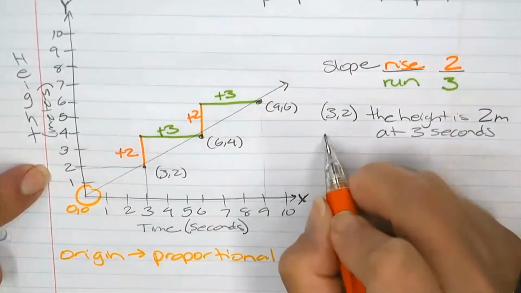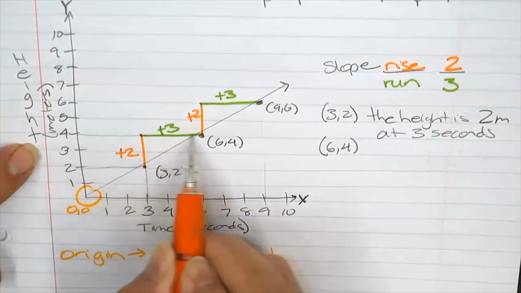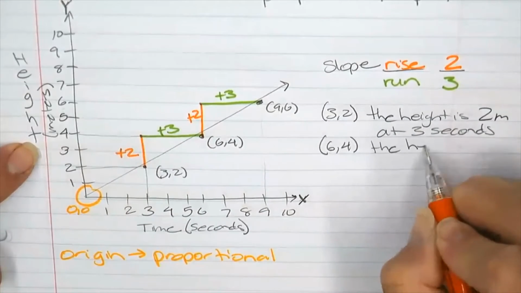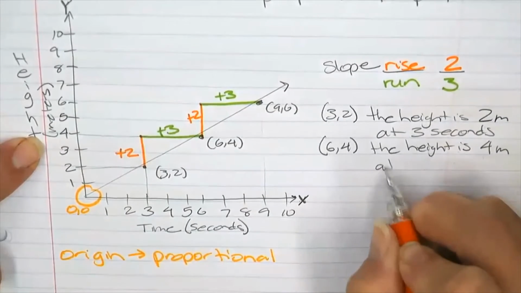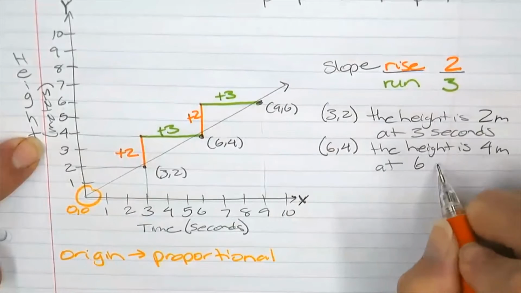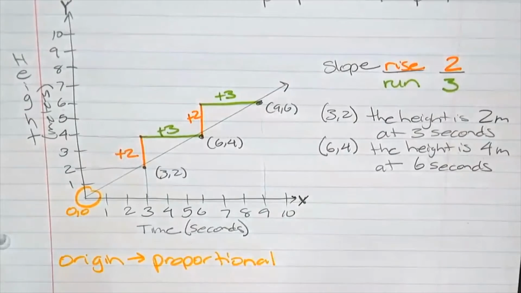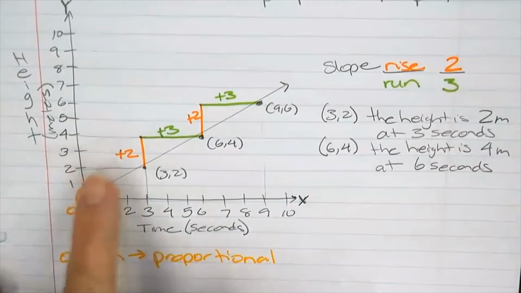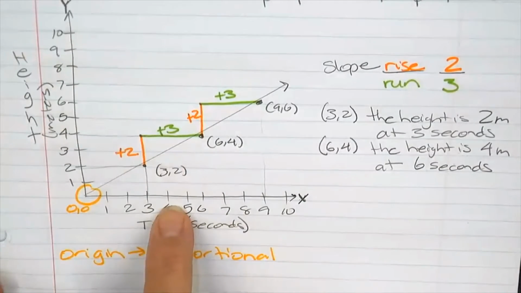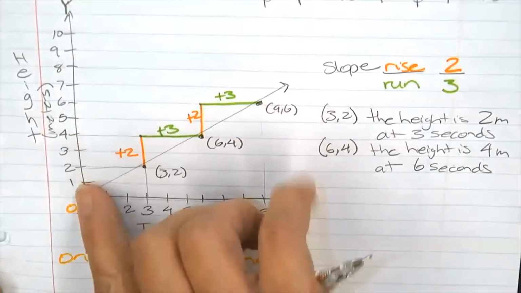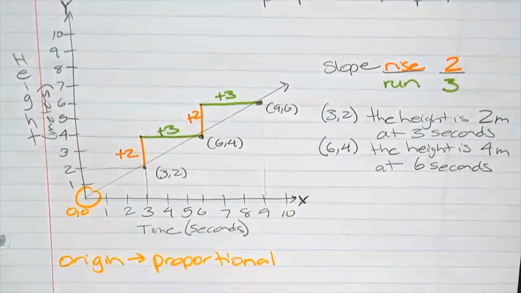So let's take a look at this point. What does this mean? The height is 4 meters at 6 seconds. And the way to remember this is we read from left to right. So we usually state the y first, then the x. And that's going to make sense in just a second.